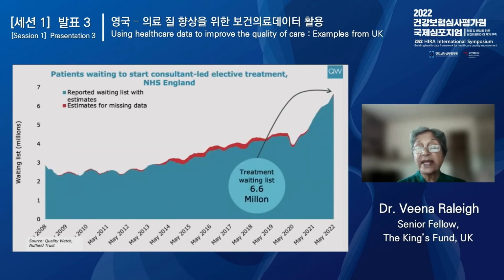This is people waiting to start elective treatment. These are people waiting for example, hip and knee replacements or even heart surgery. And our waiting lists have gone up a great deal to almost 7 million now, mainly as a result of the pandemic. Next slide, please.